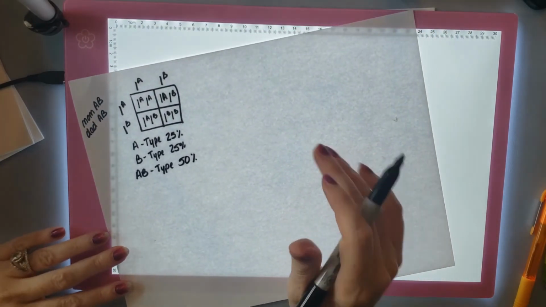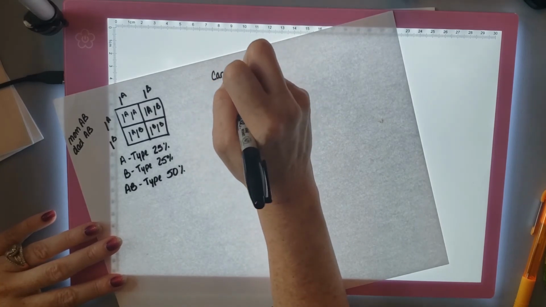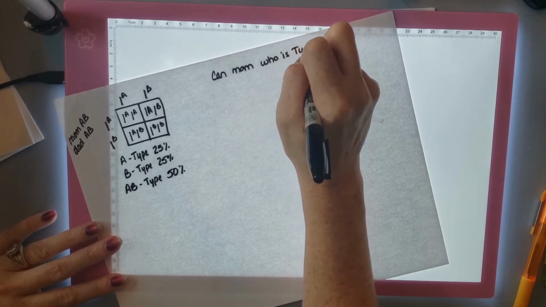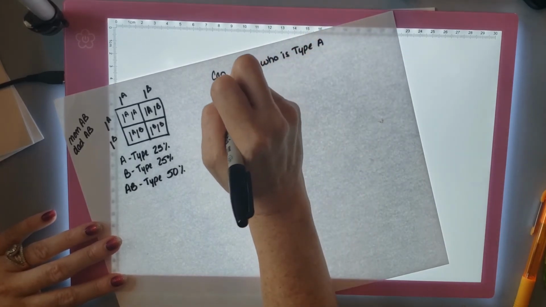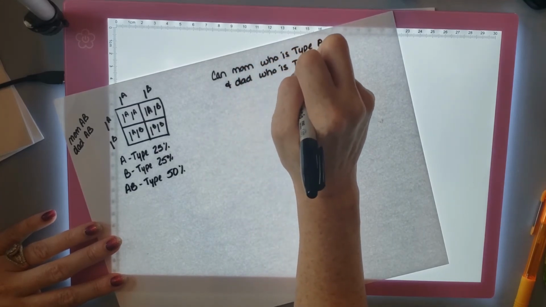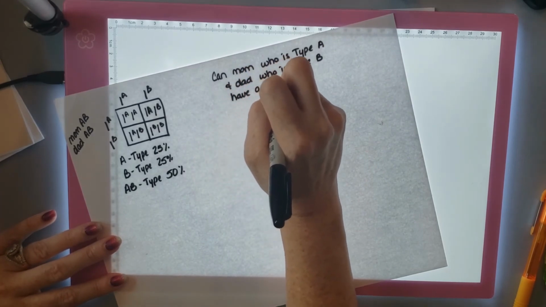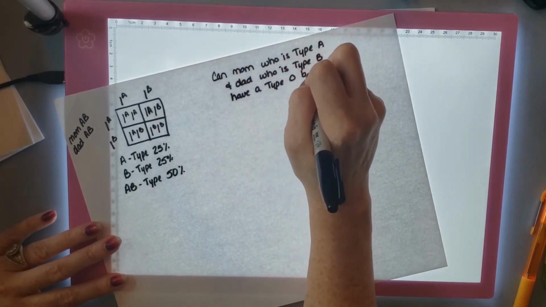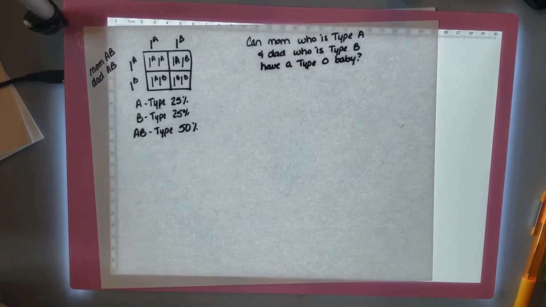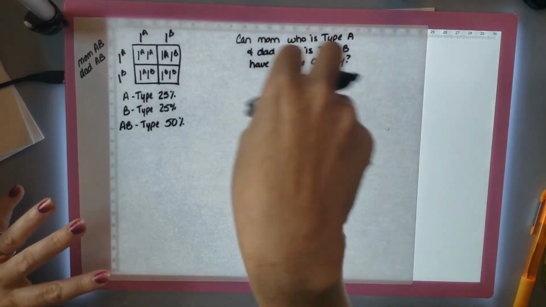All right, so can mom, who is type A, and dad, who is type B, have a type O baby? That's the kind of question that I might do. Okay? Not particularly this one, but just this in general.